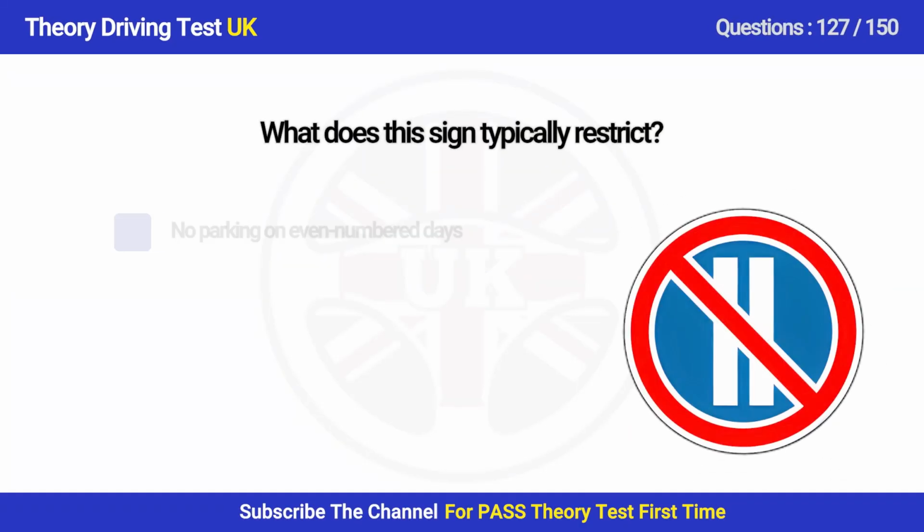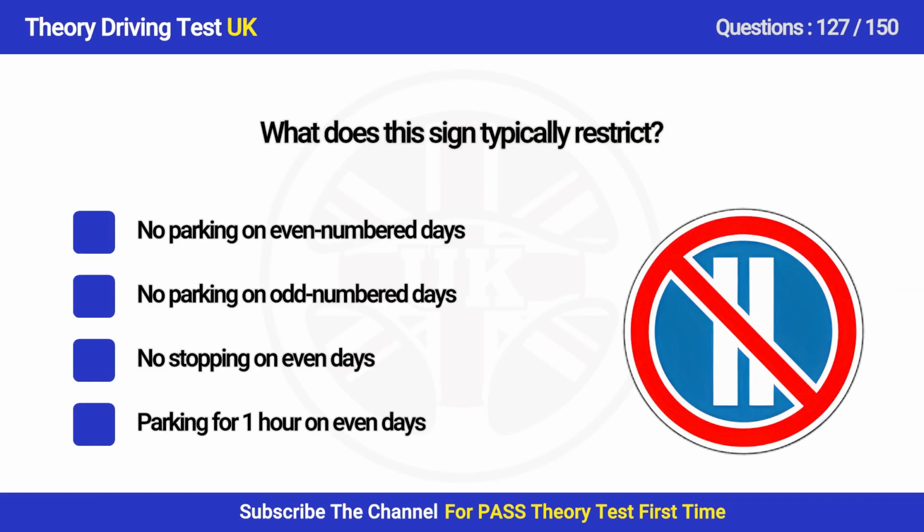Question 127. What does this sign typically restrict? A. No parking on even days. B. No parking on odd days. C. No stopping on even days. D. Parking for 1 hour on even days.